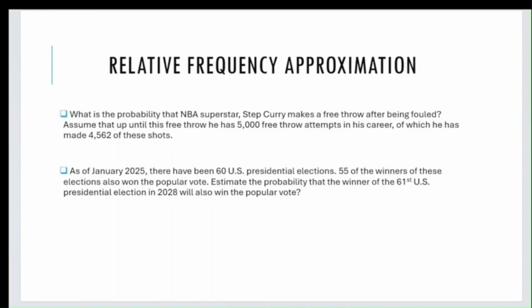In considering our first example, it states, what is the probability that NBA superstar Steph Curry makes a free throw after being fouled? Assume that up until this free throw, he has 5,000 free throw attempts in his career, of which he has made 4,562 of these shots.